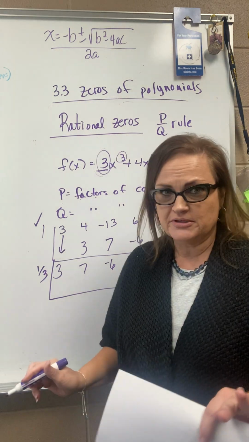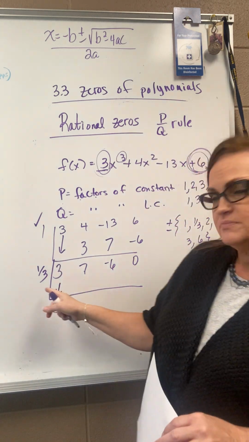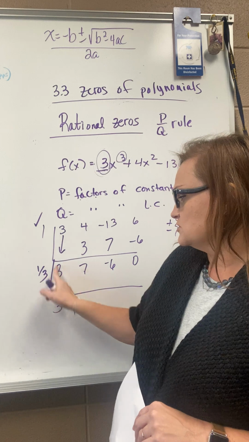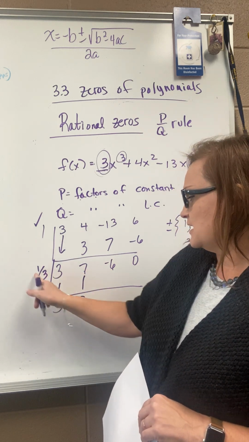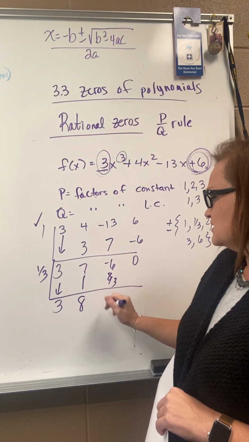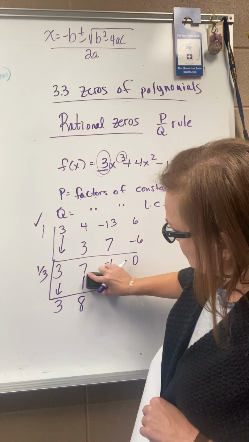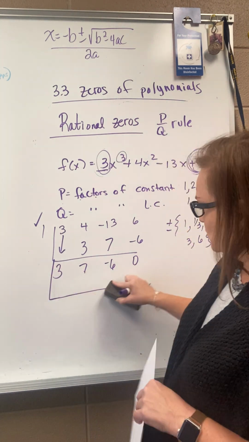In reality, I'd probably not try the fractions first, but just be on with my notes here, I did 1/3. So 3 times 1/3 is 1. 7 and 1 is 8. 8 times 1/3 is 8 thirds. So that's not 0. That did not work out for me. So either if you're on a marker board, you can just erase it and try something else.